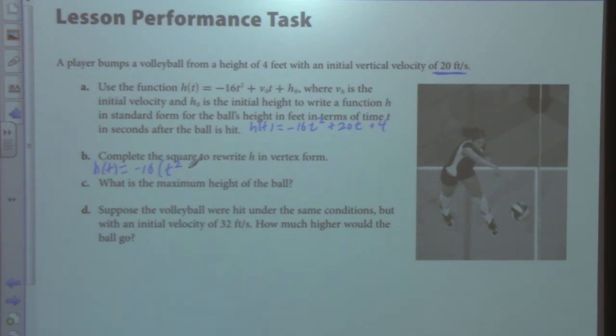Would it be negative? I think it would be negative 5/4, right? Yes, sir. t, and then plus something we haven't figured out, and then add 4 at the end. So how do we figure what this is? Divide by 2, square it, so we get 5/8. So negative 5/8 squared, we're going to get 25/64, right?